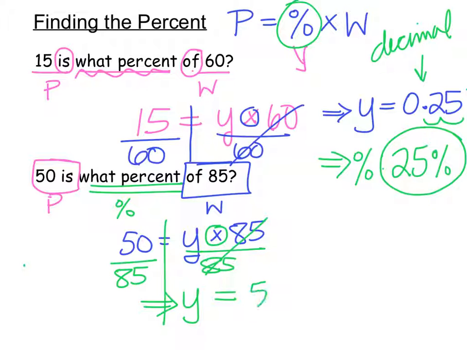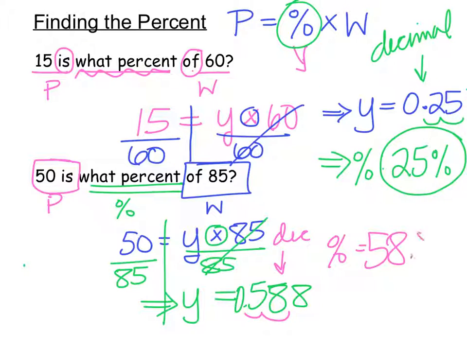In doing so, I end up with y equals about 0.588. It's not a very nice decimal, but it is what it is. And it repeats, but I'm just going to cut it off there. But remember I said we have to change our decimal into a percent. So I'm going to move that decimal over 2, and I end up with 58.8% as my answer.